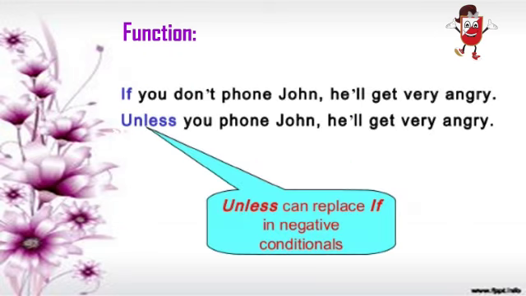Let's continue. If you don't phone John, he'll get very angry. Unless you phone John, he'll get very angry. Yes, you can see here, ustedes pueden ver acá, que the possible situation and the result. Possible situation, we can see if and unless. Luego va una coma, and we have the result in simple future. If you don't phone John, he'll get very angry. Unless you phone John, he'll get very angry. Unless can replace if in negative situations. Yes, as I said before.